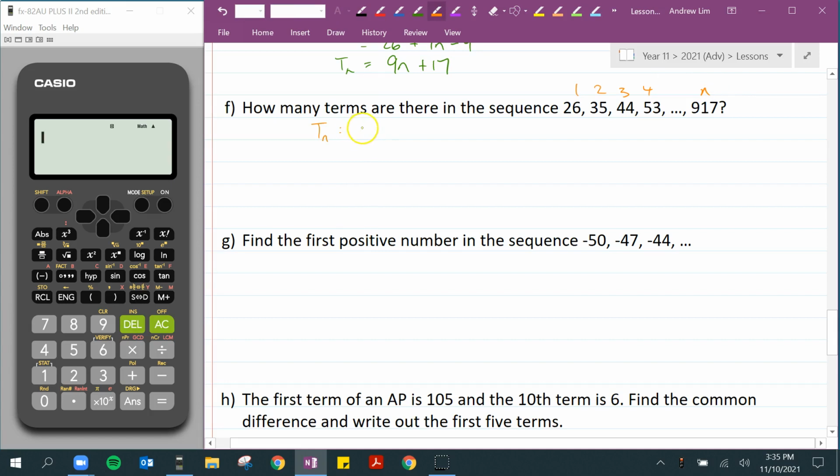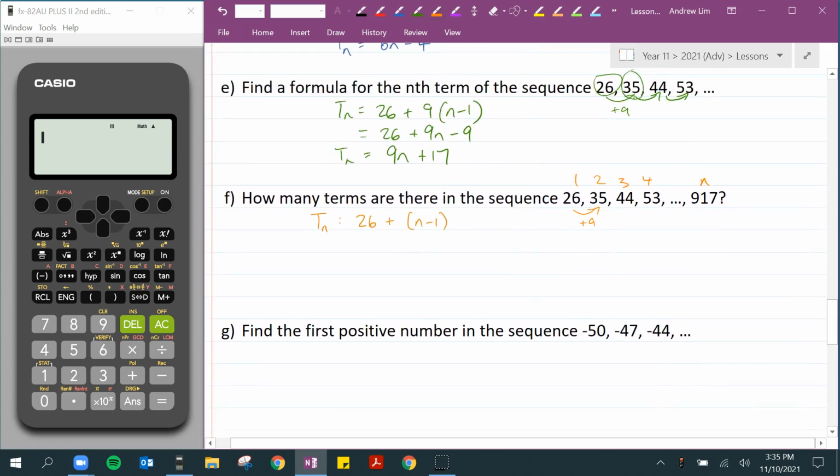So we know that the nth term is A plus n minus 1 d. Now what's the difference? We know it's 9. It's exactly the same thing as before. But we know that the nth term, or the last term in this case, we actually know what it is. We know it's 917, so I'm going to make it equal to 917. Now I've already simplified this up here, so I'm just going to use that. I know that this is going to simplify to 9n plus 17 is equal to 917.